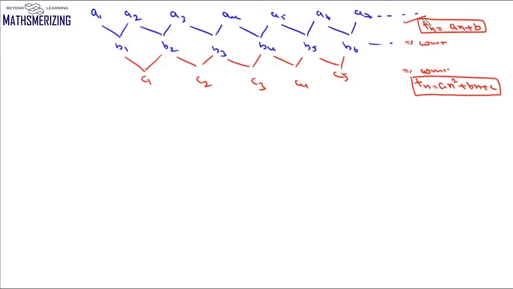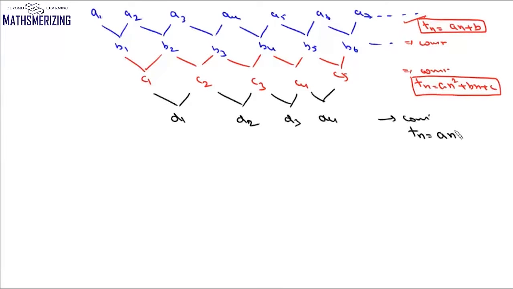So if the difference is constant, it is a linear term, it will be an AP. If the difference of the difference is constant, then it will be a quadratic term. If the difference of the difference of the difference of this series is constant, then in that case its nth term will be cubic. So it will be an cube plus bn square plus cn plus d.